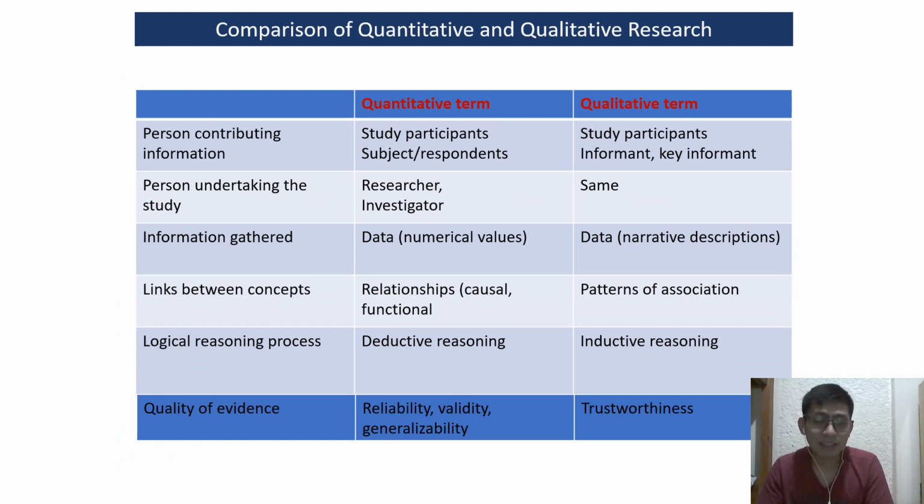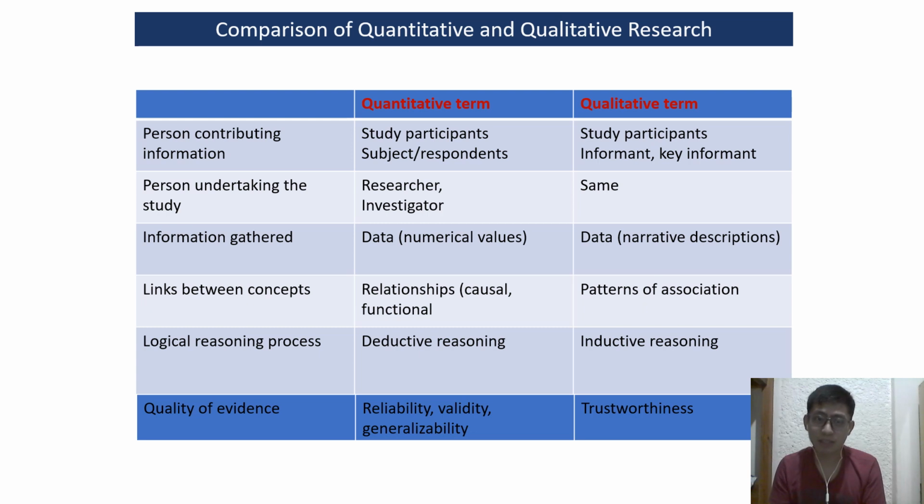In quantitative terms, the person contributing information is the study participant or the subject. It's also the same in qualitative research. The person undertaking the study, the researcher or investigator, is also the same. The information gathered is data: numerical values in quantitative. However, in qualitative research, it's more on narrative description.